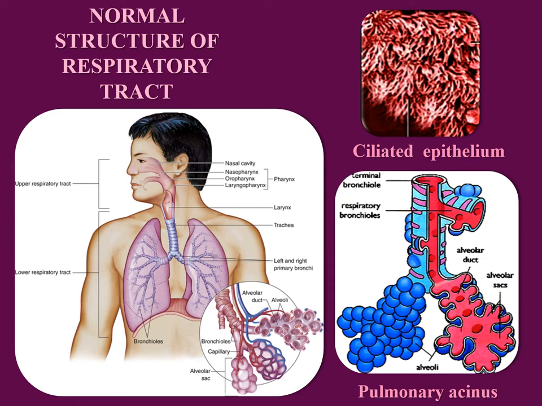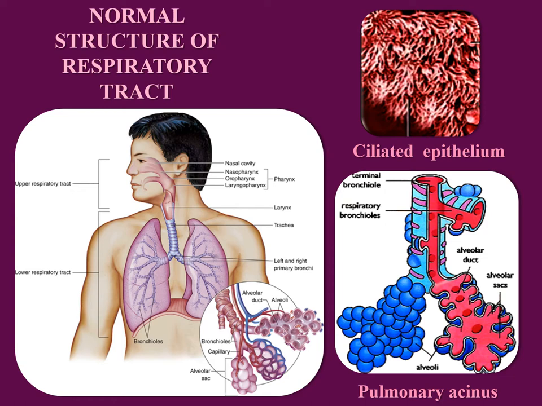The lungs are suspended within the pleural cavity of the thorax. Two membranes of pleura surround the lungs. The visceral pleura, this is the inner layer, covers the lungs, and the outer layer, the parietal pleura, lines the inner surface of the chest wall. The lungs are divided into different lobes. The right lung is larger than the left and has three lobes: upper, middle, and lower. The left lung has two lobes, upper and lower, or superior and inferior lobes.